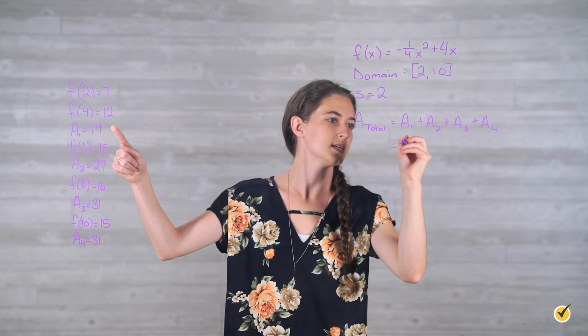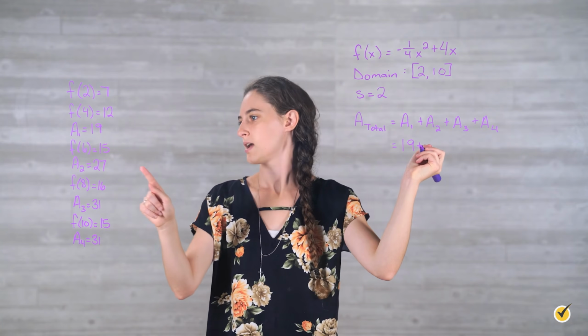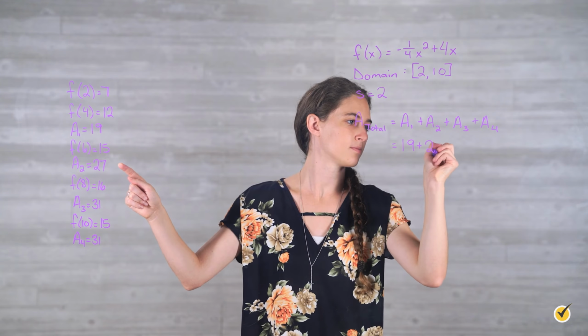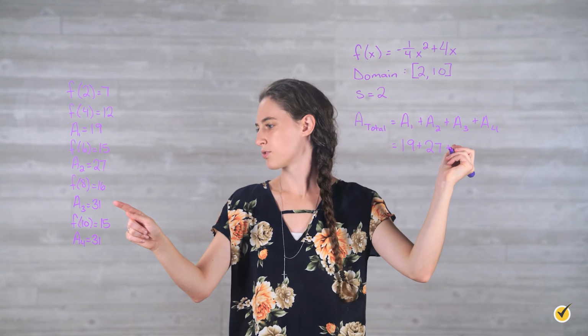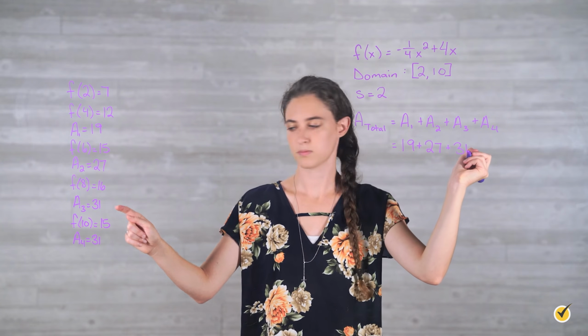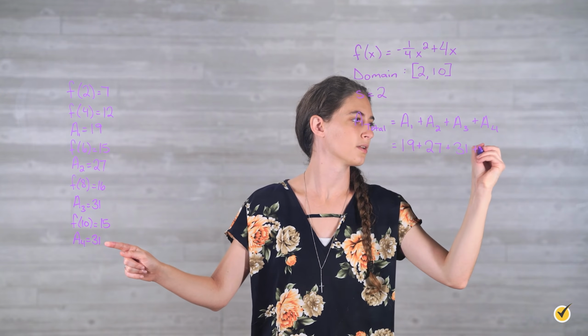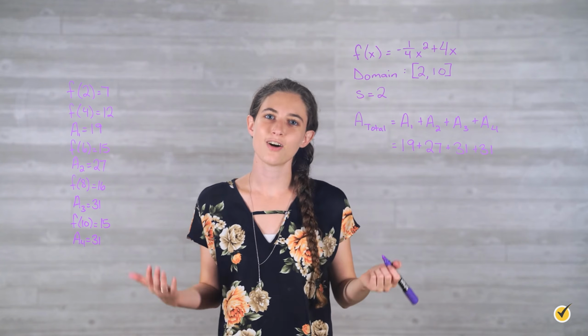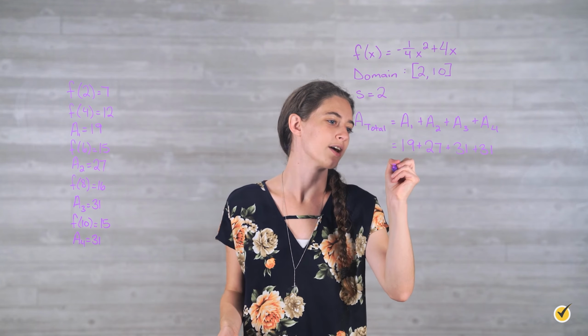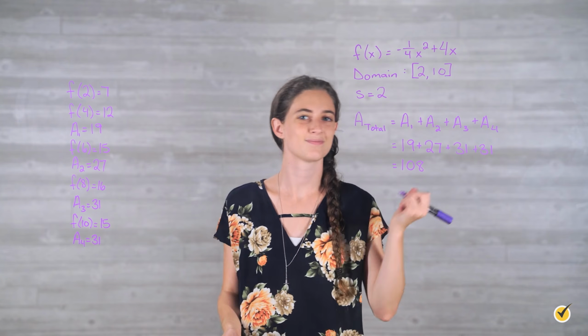A sub 1 is equal to 19. A sub 2 is equal to 27. A sub 3 is equal to 31. And a sub 4 is equal to 31. If we add all these values together, we'll get a total area of 108.